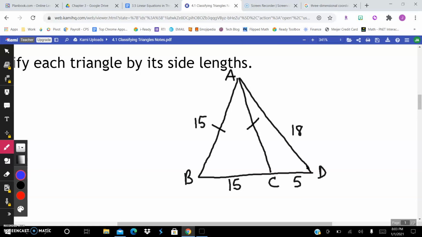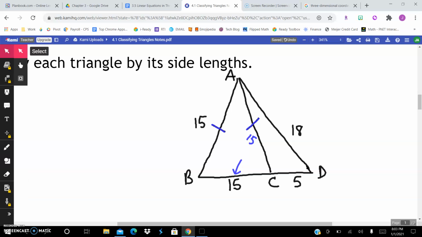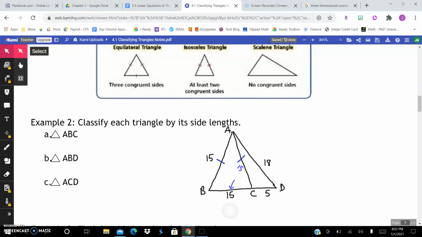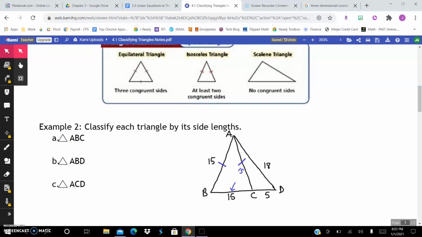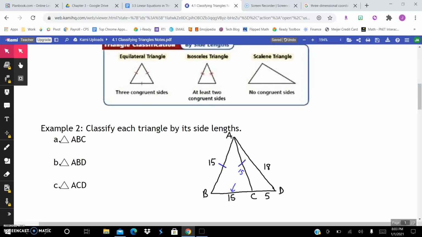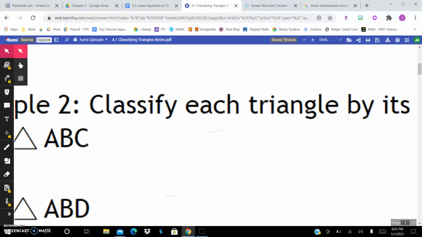And we can see that there's a tick mark here and here, which is indicating those two are the same. But if we go down here and look at the bottom, that one is also 15. So all 3 sides here are labeled 15 inches, units, whatever they are. So all 3 of them are the same, so that's an equilateral triangle.